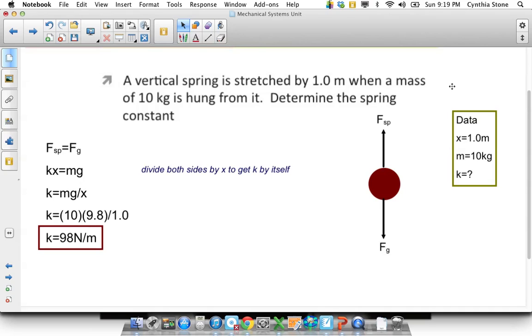So that's all the examples I have. That's spring force, and yeah, it's a nice easy lab. If you want to try the Hooke's Law lab, I'll leave that up to you. And that's it.